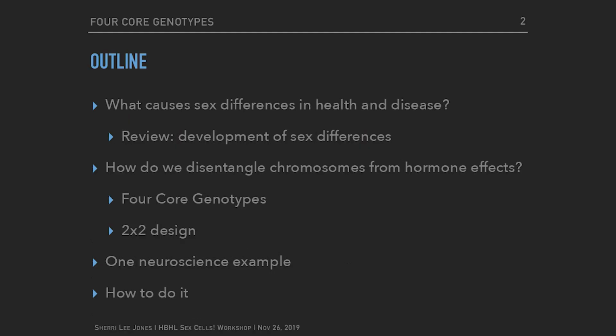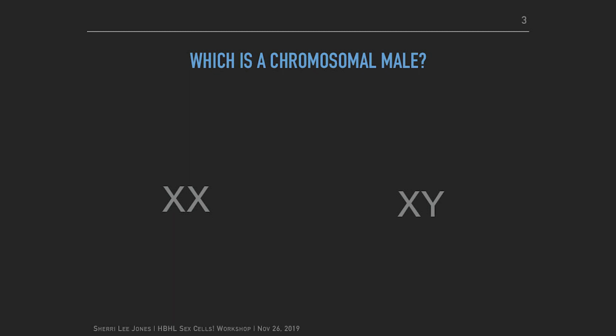So first we're going to talk about what actually causes sex differences in health and disease, and to do that I'm going to give you a little review of the development of sex differences, and it's important to understand how normal sex differences develop to understand the 4 core genotypes. So I'll talk about how we can actually disentangle chromosomal effects from hormone effects using the 4 core genotypes model, and then how we can address that in this very simple 2x2 design. And then if there's time, I'll go through one neuroscience example, and then I'll tell you how you can actually do it. So first of all, which of these two is a chromosomal male?